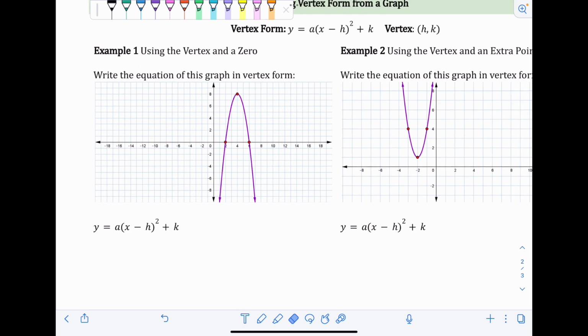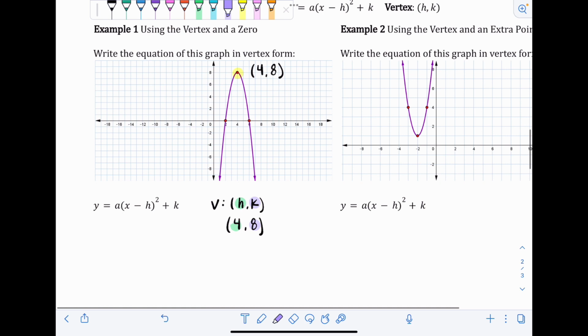So the first thing that we need to do is look at the graph and find the vertex. It's the point where it changes direction. Then we need to find that actual point. So this is at (4, 8). So the vertex is (4, 8). And then I know the structure of the vertex is (h, k), and our actual vertex was (4, 8). So that means that h is 4 and k is 8.